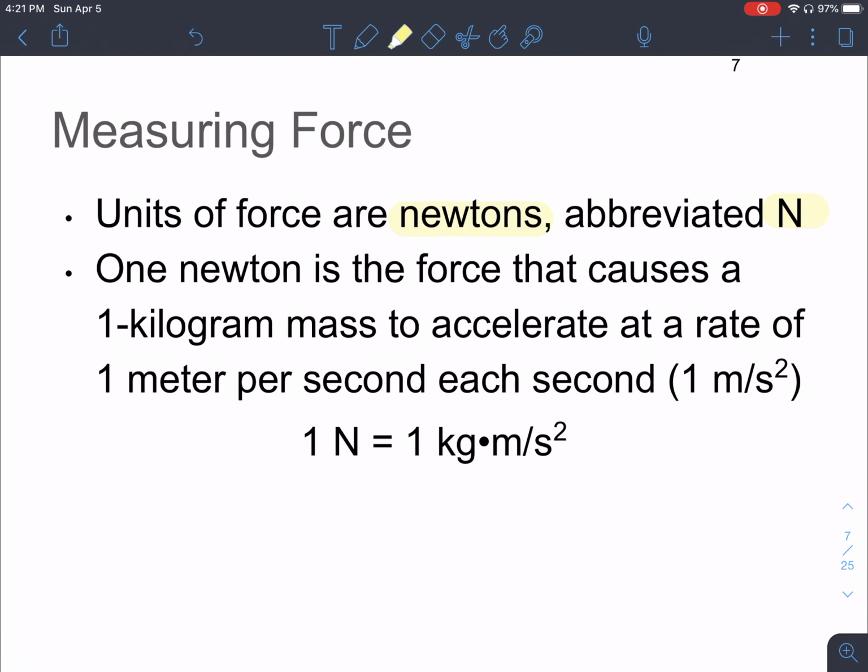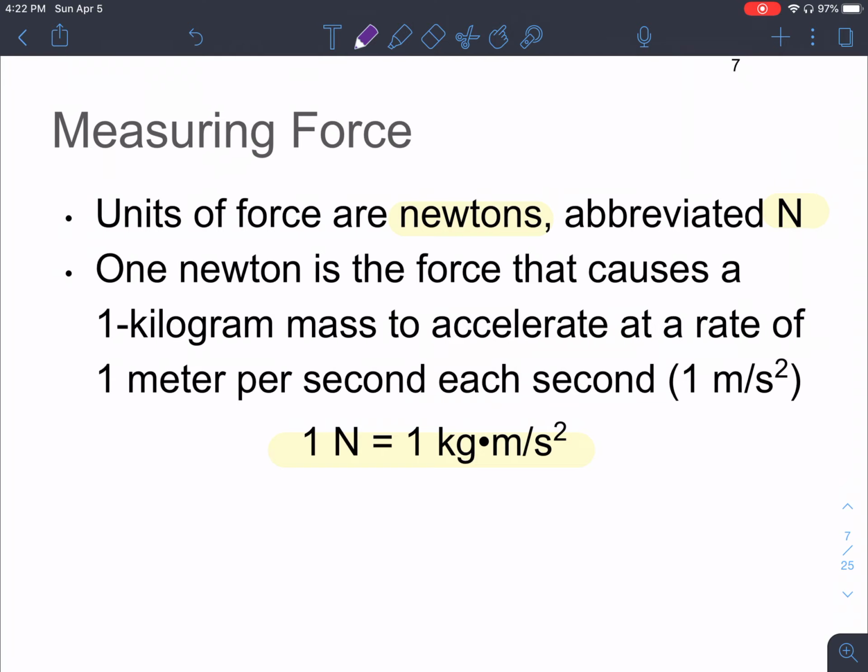Okay, and with forces, we will do calculations to figure out how much force was actually applied. And the unit for force is the newton. This is a brand new unit. It is new in a few ways, actually. One, that we haven't heard of newtons before, and that this unit is made up of smaller units. So here it is: 1 newton is equal to 1 kilogram times meters per second squared.